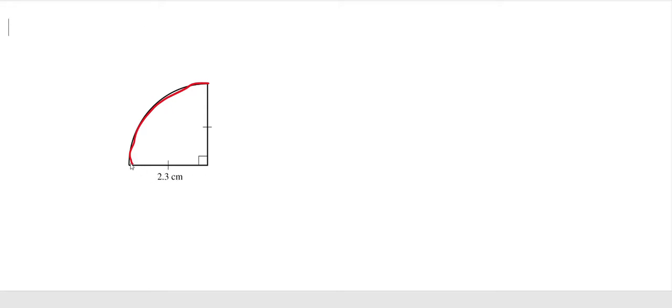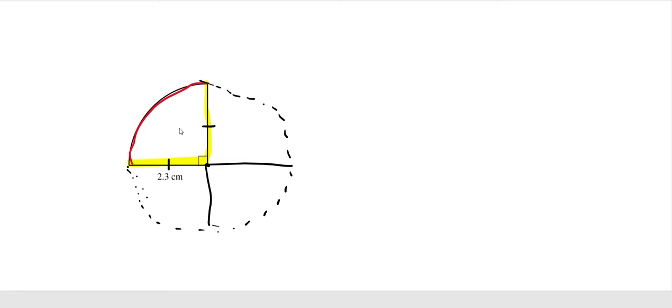So 2.3 I can see is the radius of a circle, and this length here is also 2.3. We can see they are equal in length, and this is a quadrant, which means it's a quarter of a circle. Okay? So if I do the full circle, I've got a quarter of it. Which is what we mean by quadrants. If I had 2 quadrants, it would be half a circle, so a semicircle. If I had 3 quadrants, it'll be 3/4 of a circle, and we have looked at this.